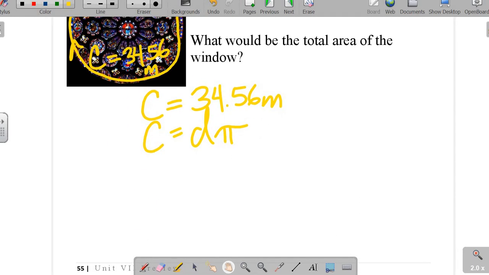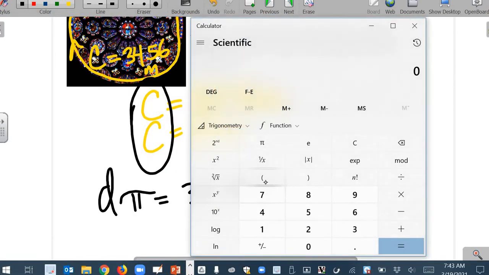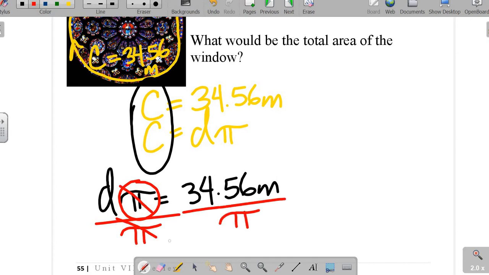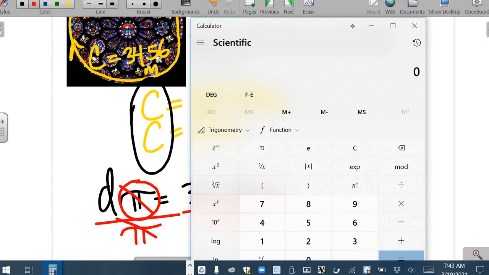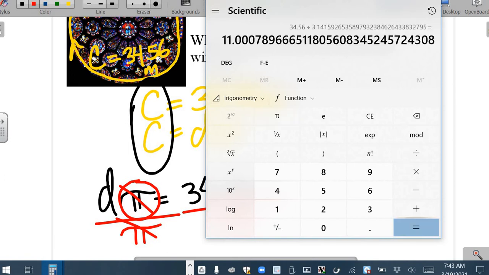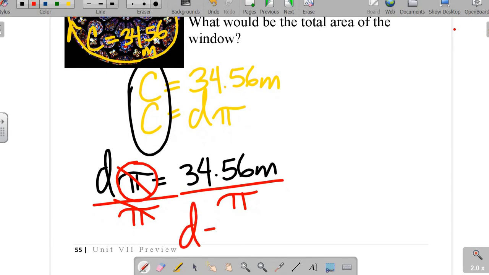If you look very carefully, C equals d pi, that means our diameter times pi equals 34.56 meters. One more step. You need to remember that pi itself is a number, so we can divide it out. Pi is a number. 34.56 divided by pi. And you can see that we just found our diameter, which is 11, even if you round. So our diameter equals 11.